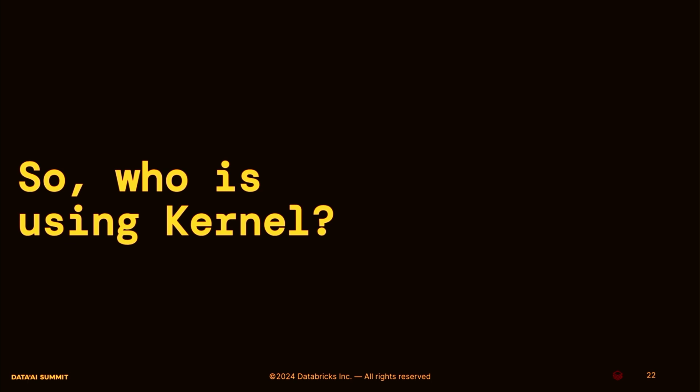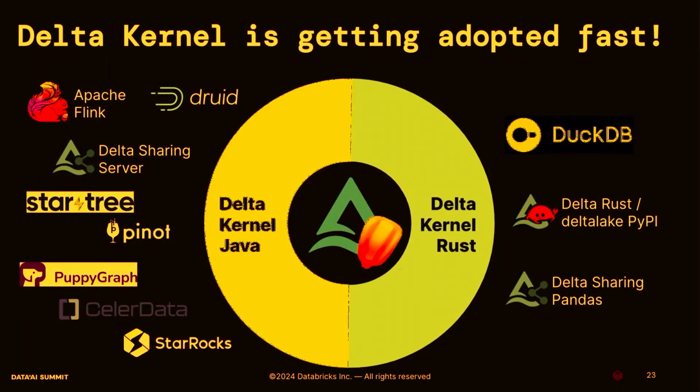Okay, all this is great. The question is, is this real? Who is using kernel right now? We announced this new project initiative last year. How far have we progressed in this last year? The first release came in October. The kernel Java in Delta 3.0 was the first release in October, so it's been 8 months. There's been a lot of progress.